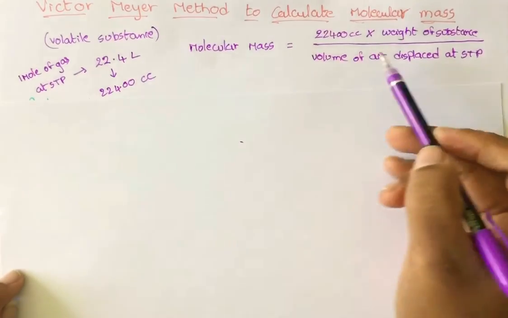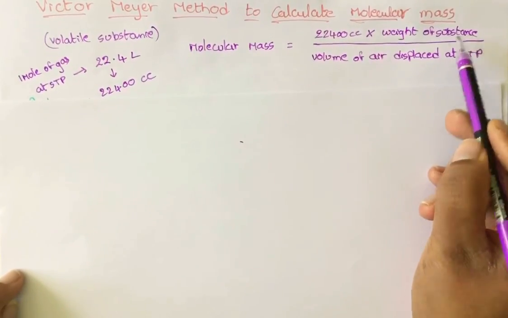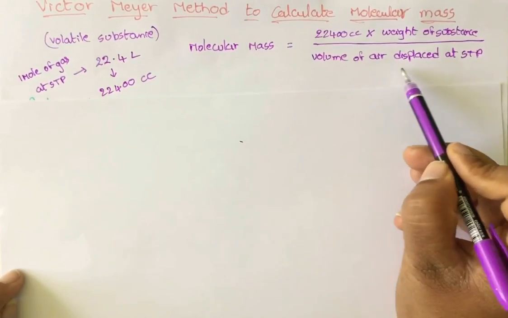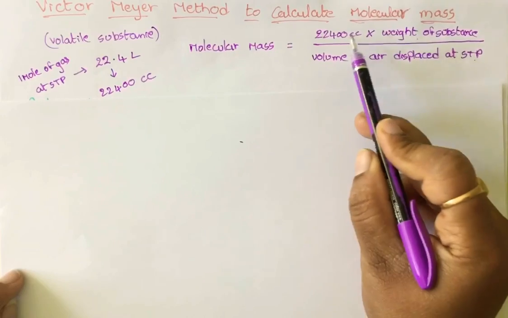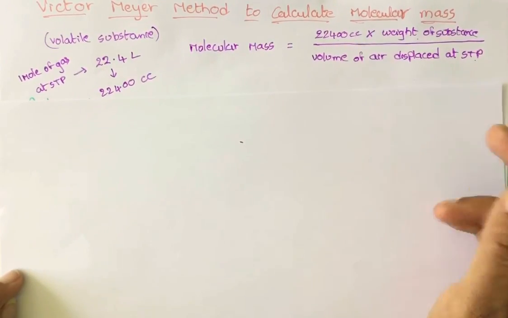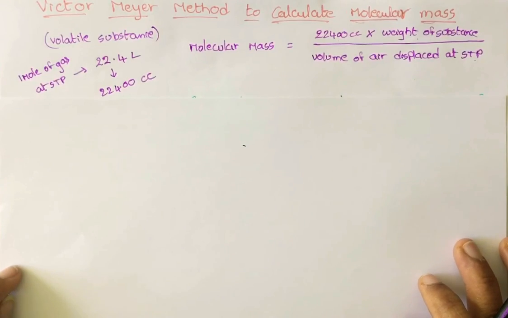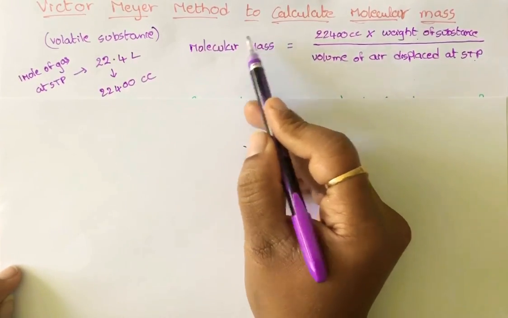That's it. If we know these parameters, so what parameters do you have to know? You have to know the weight of the substance as well as volume of air displaced at STP. Weight of the substance anyway we will understand and it is a constant. And volume of air displaced, how can we get? We can get practically by doing the experiment. Then simply you can calculate molecular mass of any volatile substances.